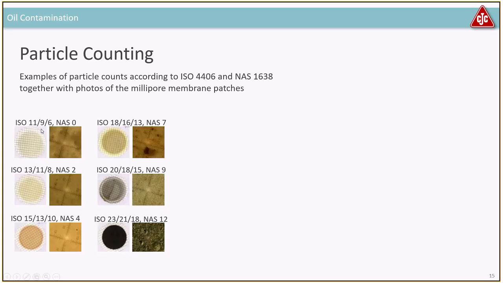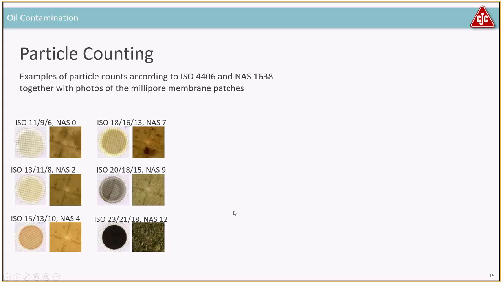Here you see a couple of membranes, and the reason I like to show the membranes together with an ISO or NAS count is because everybody can see the black one here at the bottom. This is a dirty membrane. If you ran oil through that and it looked like this, and here we zoom in on the membrane, it looks like the moon more or less. There's a lot of dirt and the numbers are high. So a NAS 12 or ISO count 23. Compared to one with an ISO 11/9/6 and a NAS 0, you can see there's a big difference on the membrane.